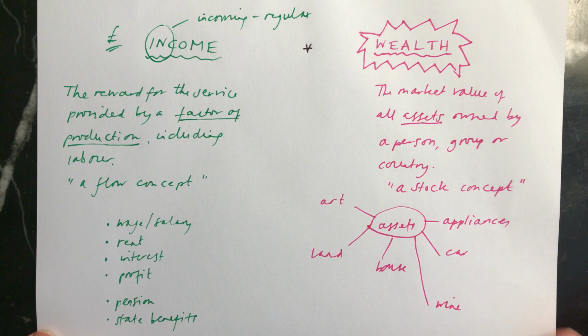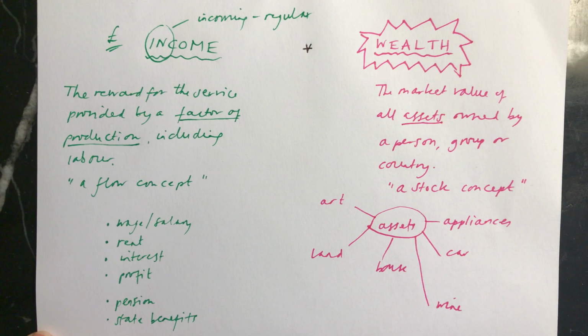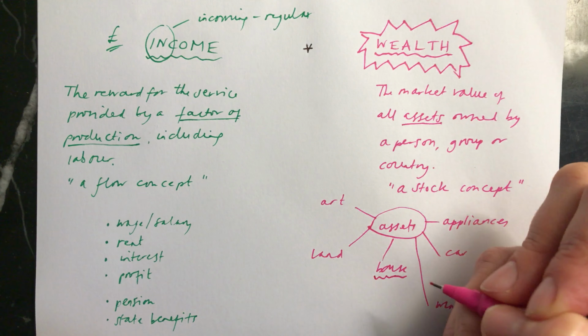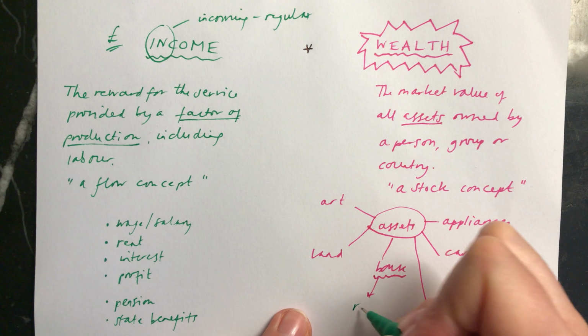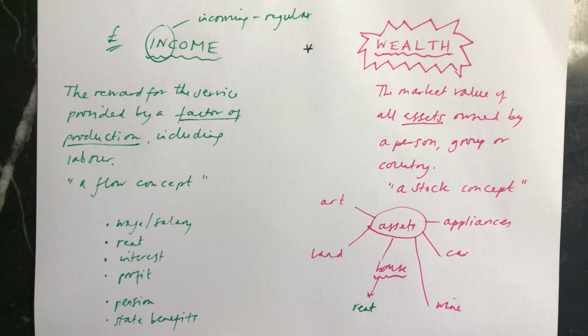So just to finish off here about the fact that if you own an asset, you can make income from it. Because if you own a second house, you can rent out your house, and from renting out your house, you receive rent, which is a type of income.